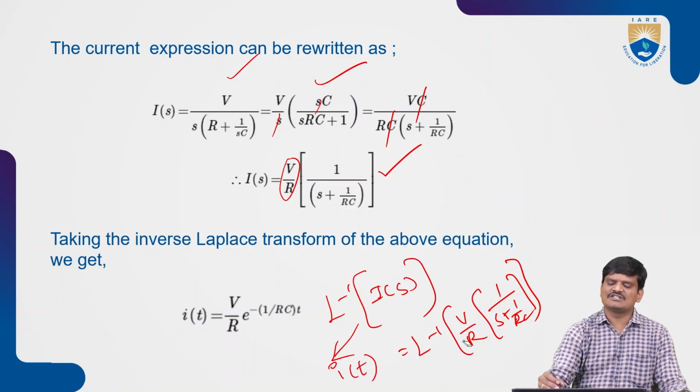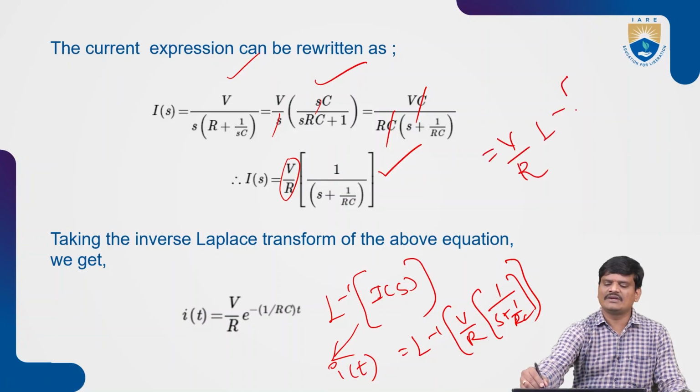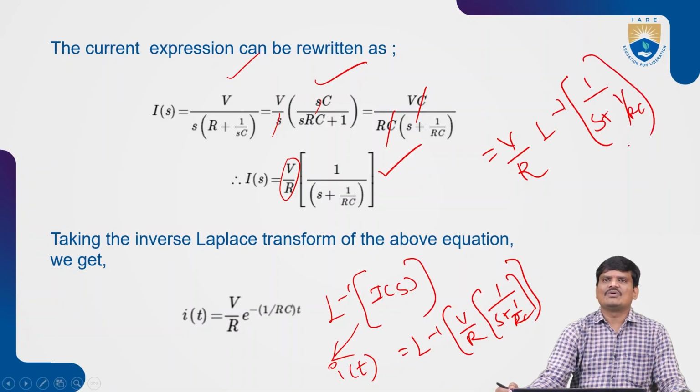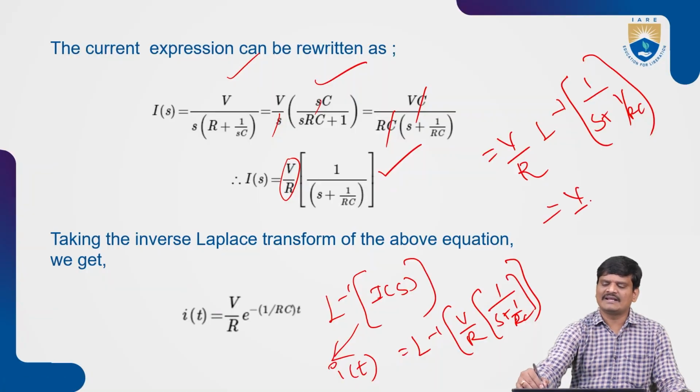And V by R, in case of inverse Laplace transform, is treated as a constant, and it is written as V by R. And you need to calculate the value of L inverse of 1 by S plus 1 by RC. L inverse of 1 by S plus 1 by RC is treated as e to the power of minus 1 by RC into T.